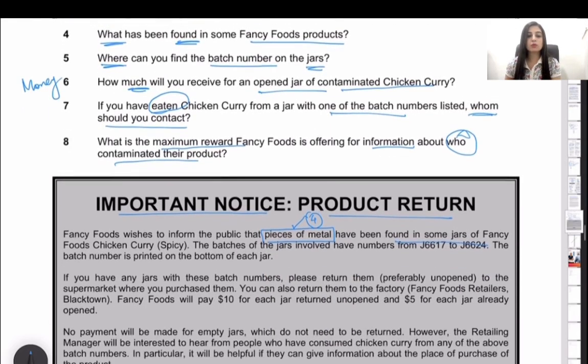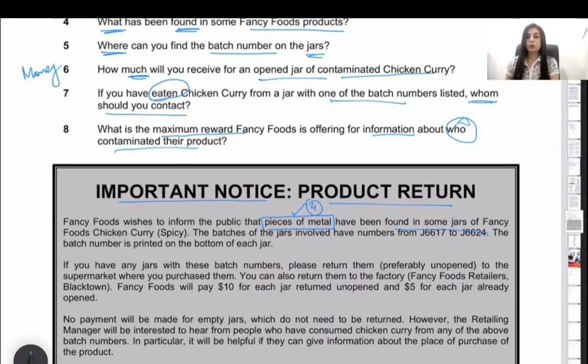So we have found pieces of metal, which is not right, because you're finding metal pieces in a food product. You will be consuming it. That's one. The batches of the jars involved have numbers from this to this. The batch number is printed. Where is the batch number? The batch number is printed on the bottom of each jar. On the bottom of each jar.